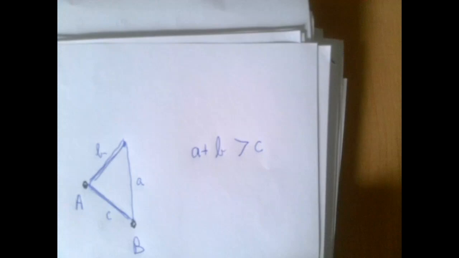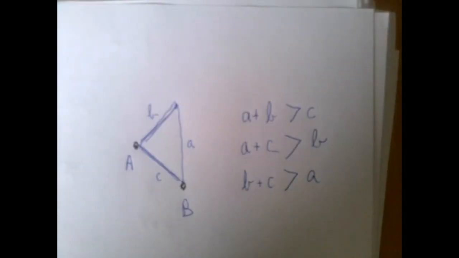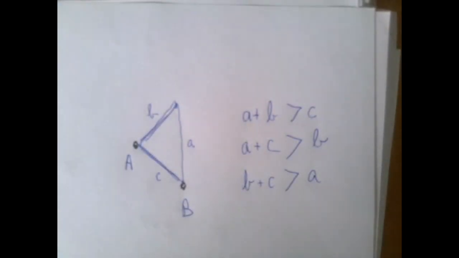So to put it in algebra, the triangle inequality goes like this. A plus B must be strictly greater than C. A plus C must be greater than B. And B plus C must be greater than A. Basically, we just said that any two sides, when we add, should be greater than the length of the third side. So the triangle exists if the numbers pass the triangle inequality.